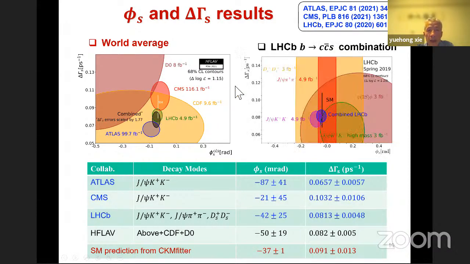The LHCb result is actually a combination of several B to c c-bar s modes, including not only J/psi phi, but also J/psi pi pi, D_s D_s.